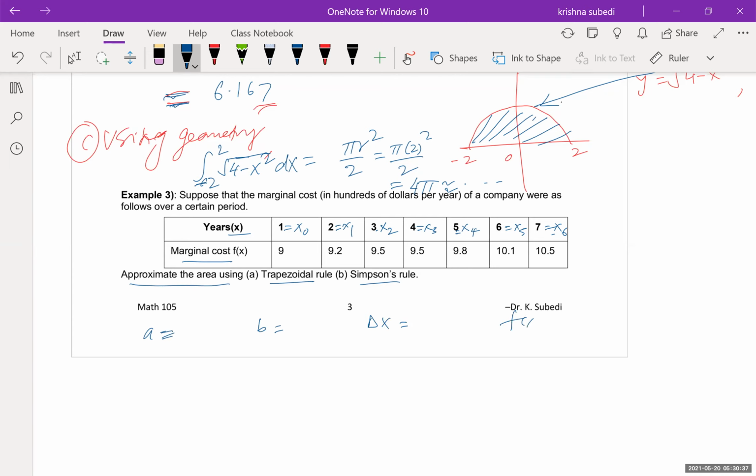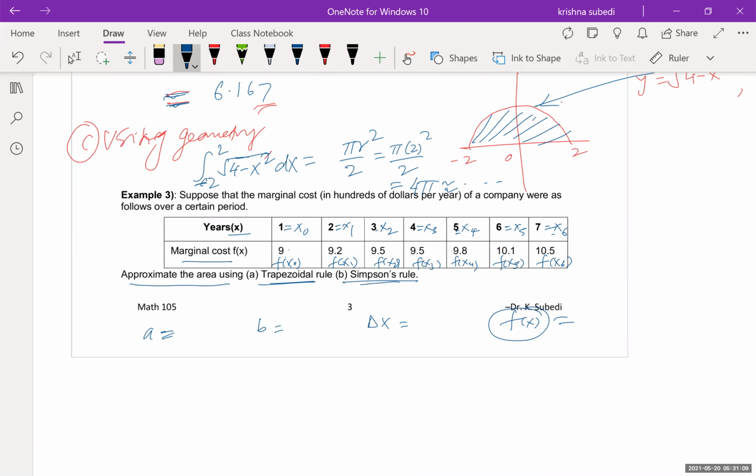And function, well, if you want to do the analytical method, then you need to know the function. But in order to use the trapezoid rule and Simpsons rule, without knowing the function, we can also find it because the functional value is already given here. So f of x naught is given here, f of x1 is given, f of x2 is given all the way, f of x3, f of x4, 5, and f of x6.